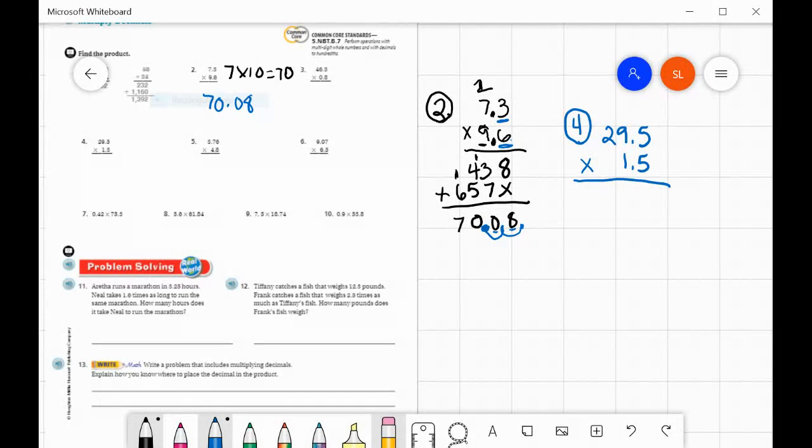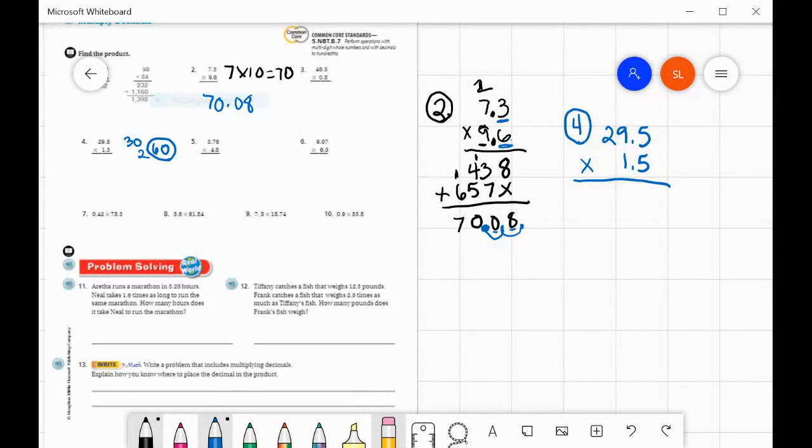And I would like for you to go ahead and pause the video and do that work on your own. And then come back and double check your work by watching me solve the problem. Go ahead and pause your video. All right, welcome back. We're going to go ahead and do this problem. Before we start, we're going to get a reasonable answer. So we look at 29.5, and we're going to round that to 30. And 1.5, we're going to round that to 2.